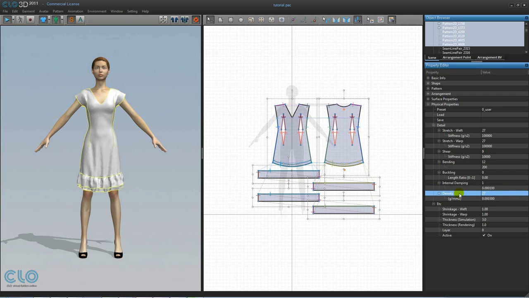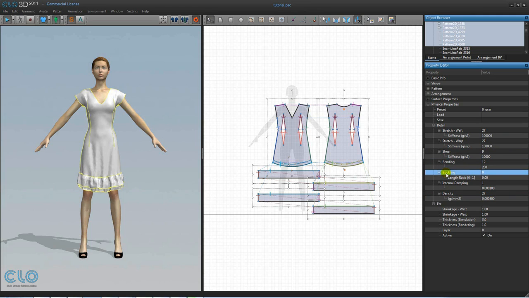And last but not least, the density represents the fabric's weight in grams per square millimeters. Keep in mind that all these detail attributes affect each other and the overall rendering of the fabric. As a rule of thumb, we usually give the same value to the weft, warp, shear, and density, and then control the bending and buckling values individually.